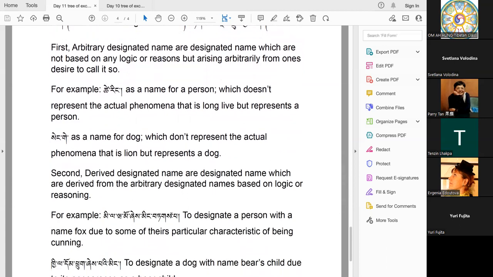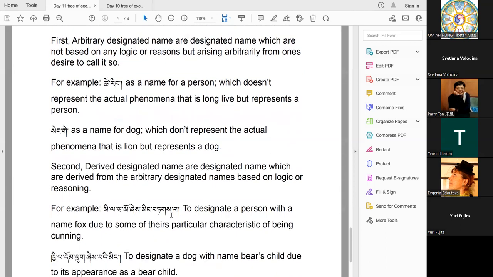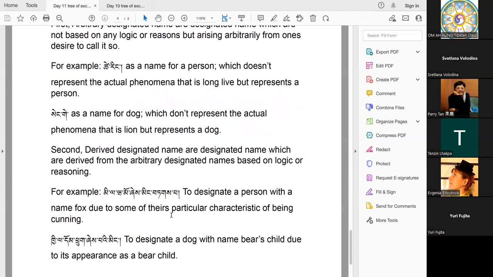So second, derived designated name. Derived designated names are designated names which are derived from arbitrary designated names, not from an actual name. These are arbitrary. So even though we call it derived, it's more or less a logical and reasonable way to designate a name. So this definition has changed. I will change this definition and send it to you.